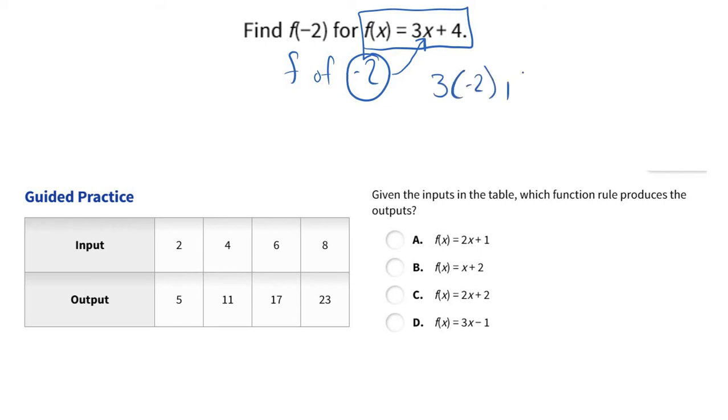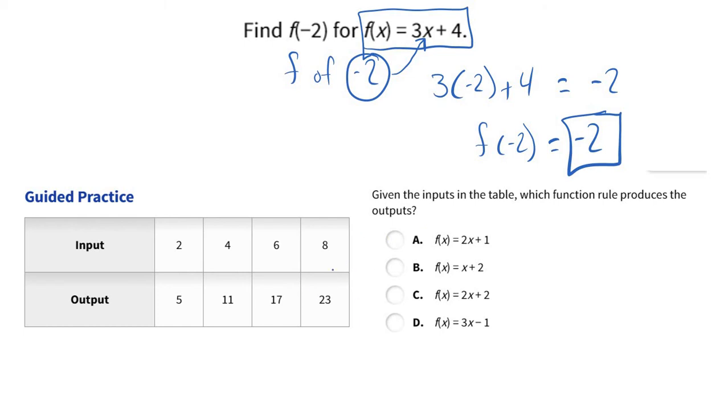So 3 times negative 2 plus 4 there. So 3 times negative 2, that's negative 6 plus 4, and we get what? Negative 2. So in this case, f of negative 2 gives you negative 2. Or in other words, if you plug negative 2 in for x, the function outputs a negative 2. Alright? Now what if you saw something like this?